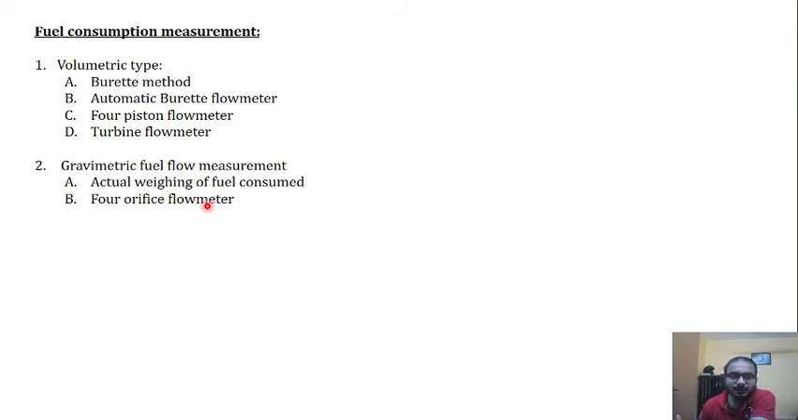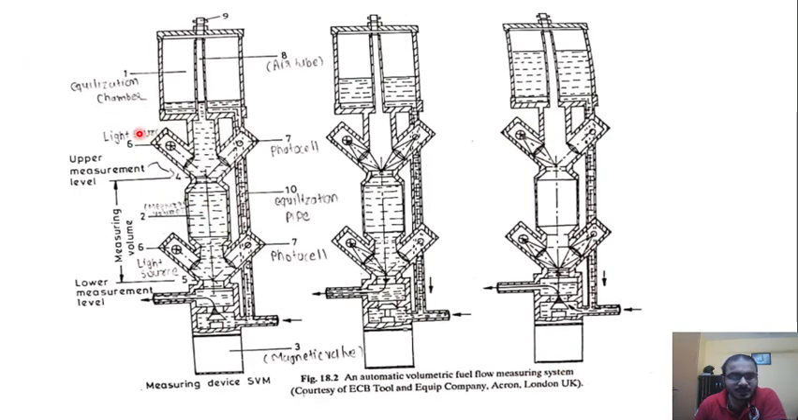So we will be discussing a few of them in this chapter. First we are going to discuss the automatic volumetric fuel flow measuring system. There is only a single arrangement shown, along with two other cases. Here we have this as a measuring volume. This is the main measuring volume that we have.